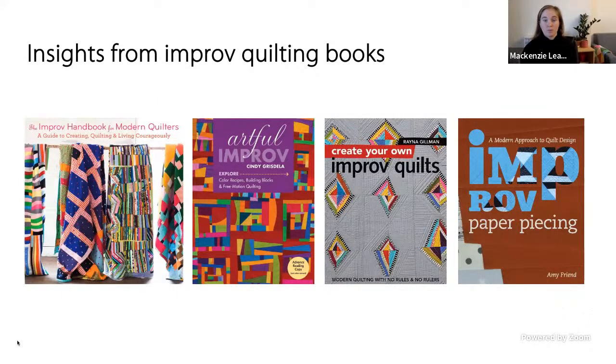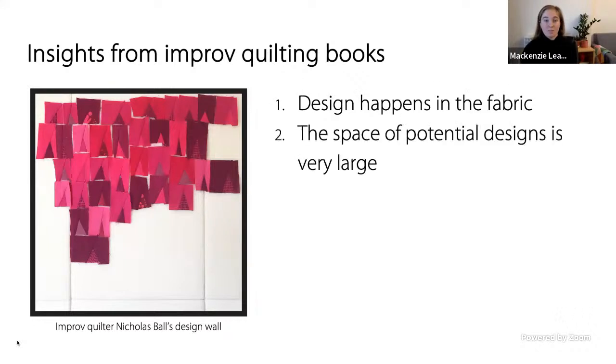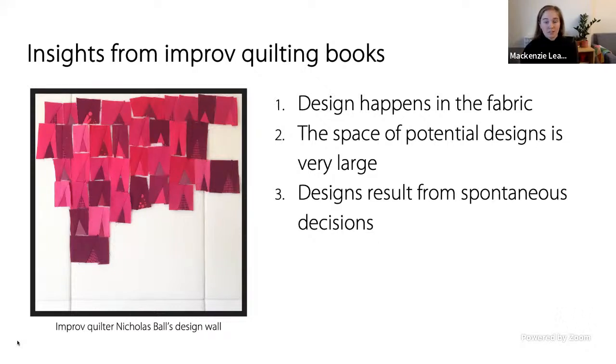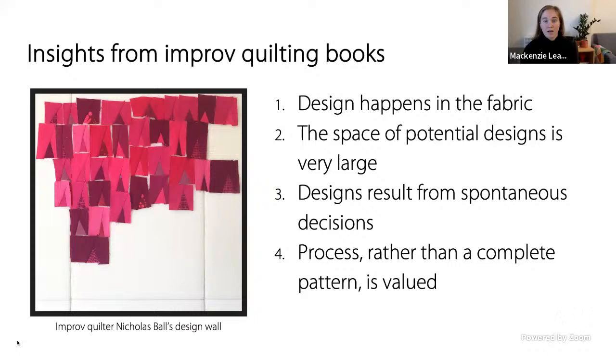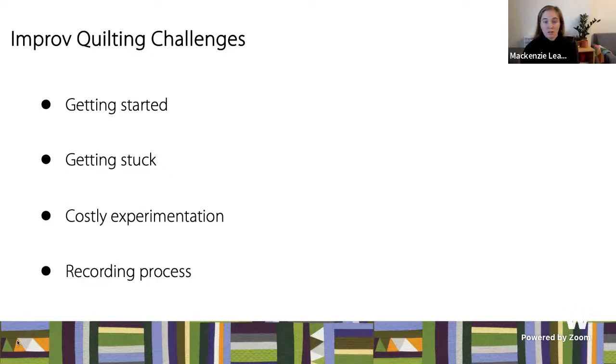From reading several popular books on improv quilting, we identified some key properties of the technique and its challenges. These books help us understand more about this particular improvisational quilting approach. We learned that in improv quilting, design happens in the fabric. The space of potential designs is very large. Designs result from spontaneous decisions, and process, rather than a complete pattern, is what's valued. And there are also several key challenges to working in this way. These challenges include getting started, getting stuck, costly experimentation, and recording process.